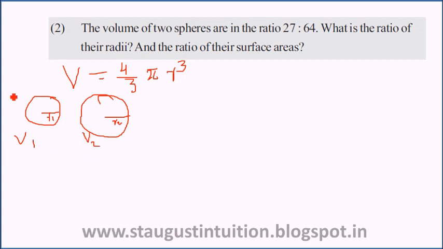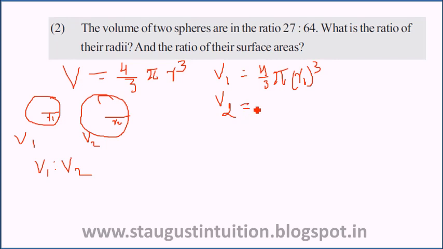The ratio of the volumes is V1 : V2. V1 is the volume of the first sphere. V1 is equal to 4/3 pi R1 whole cube. Similarly, V2 is equal to 4/3 pi R2, the radius of the second sphere, whole cube.